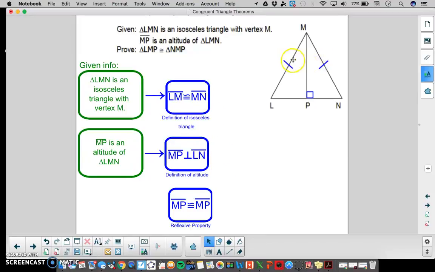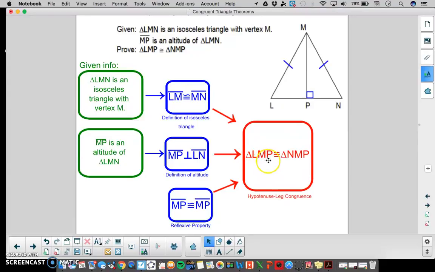Now that I know I have a side congruent here, that side that is shared, and we know that we have a right triangle, we can bring all of those back together to say that triangle LMP is congruent to triangle NMP by the hypotenuse leg congruence theorem. Since we know we have the hypotenuses, LM and MN, that are congruent, and MP, which is a leg for both of those right triangles.